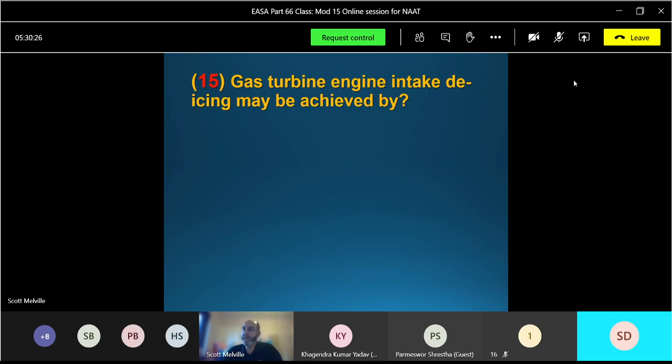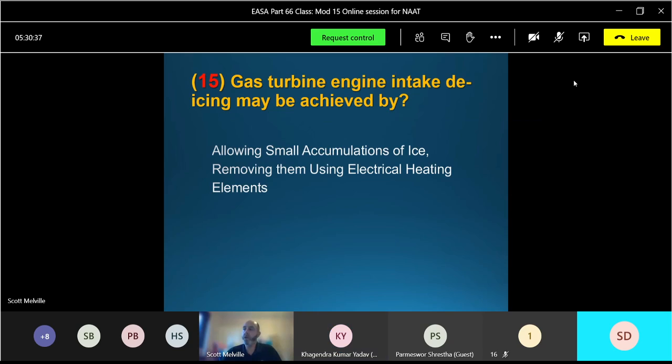15. Gas turbine engine intake de-icing may be achieved by what? Electric and air. Yeah, you could have a mixture of both. Normally hot air, but allowing small accumulations of ice, removing them using electrical heating elements. So we can use de-icing elements on gas turbines. Although gas turbines tend to use the hot air, we can have electrical heating elements on the intake. And be very careful, if you're testing those on the ground, they do get very hot. And again, if you're switching any anti-icing or de-icing system on, make sure the covers are off. It's quite embarrassing when you have a blank cover and it cooks itself to a pitot probe or something like that. It sticks. It's a bit of a pain to get off. And it does happen.